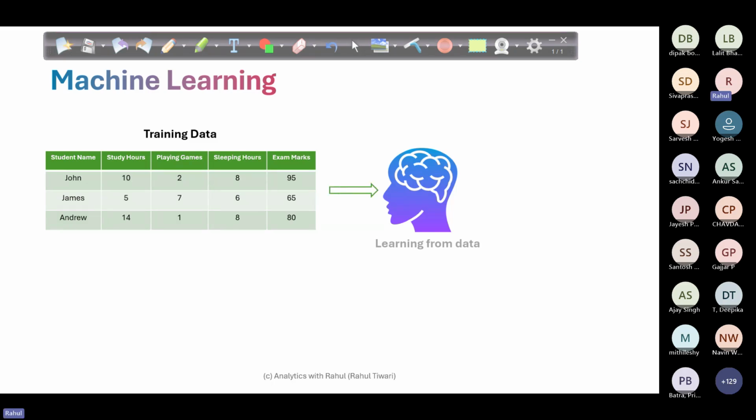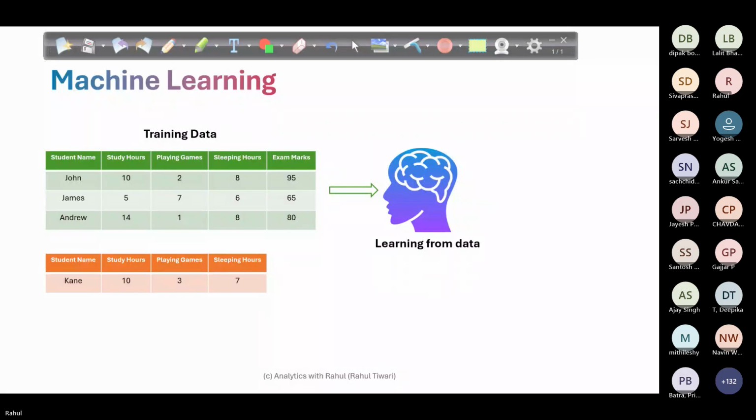And from this, what we understood is that, you can see what we are seeing from this data, the green one: when the study hours are more, playing hours are less, and sleeping hours are decent, in that case they are getting good marks. When the playing hours are more, study hours are less and sleeping hours are also less, in that case they tend to get lesser marks. That is the pattern which we are seeing.